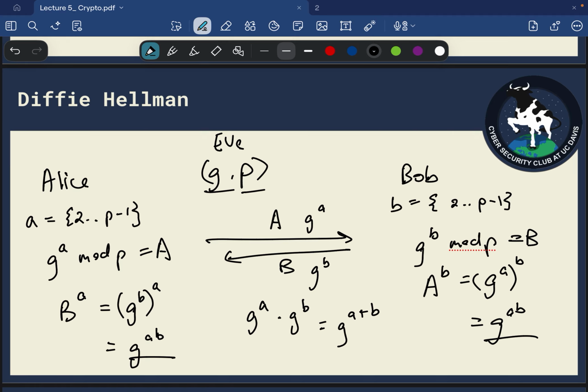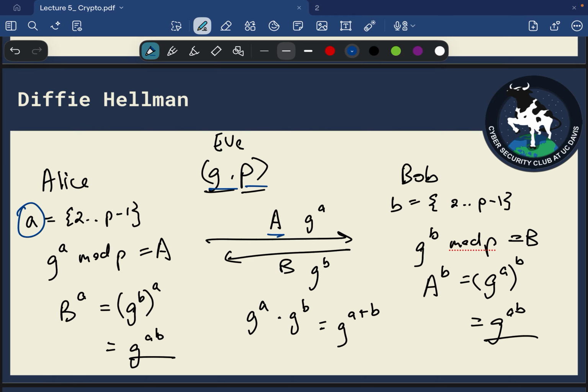Yes? The public key is what Eve knows, like the G and P, and the private key is what Alice and Bob know. Yes, so the private key is the small letter a because only Alice knows that. Bob can't know this information. And the public key would be this G, P, and this capital letter A. So that would be Alice's public key.